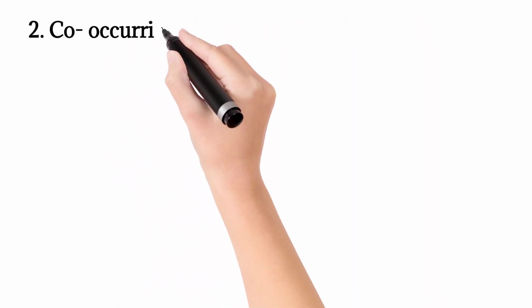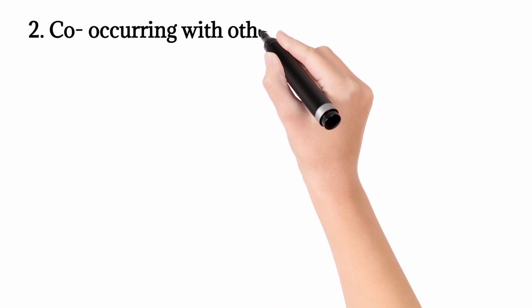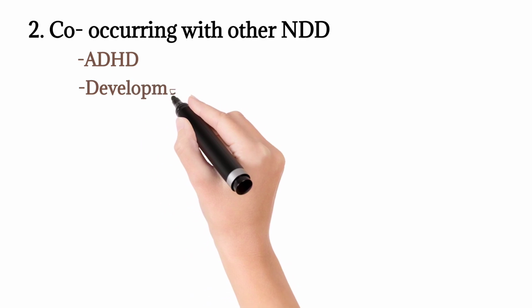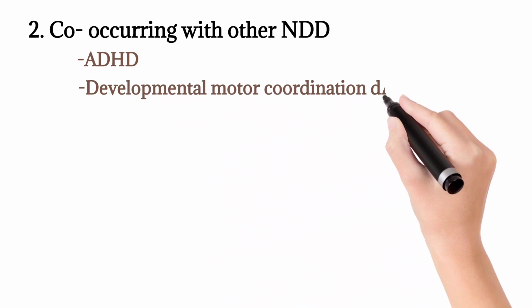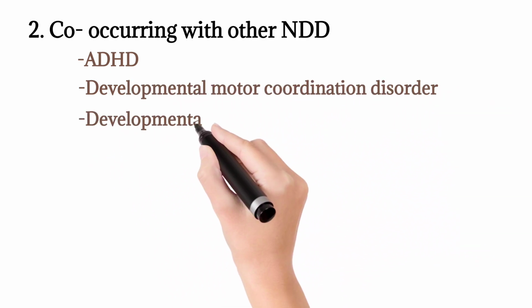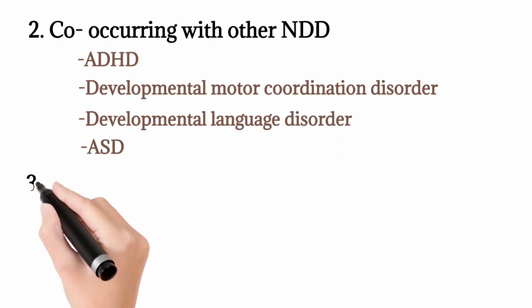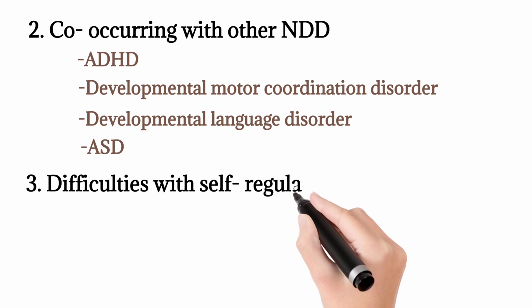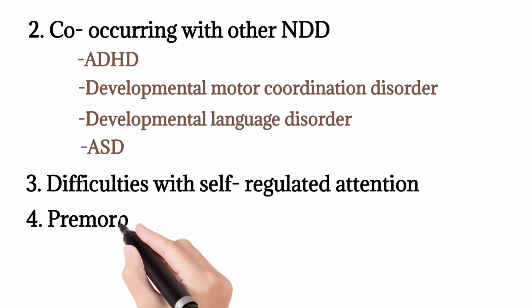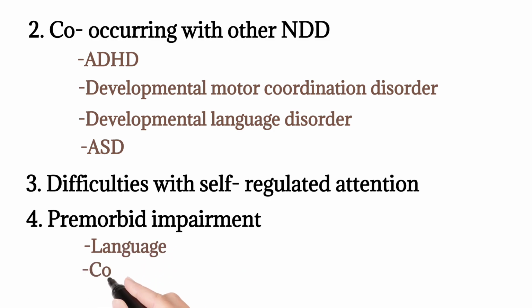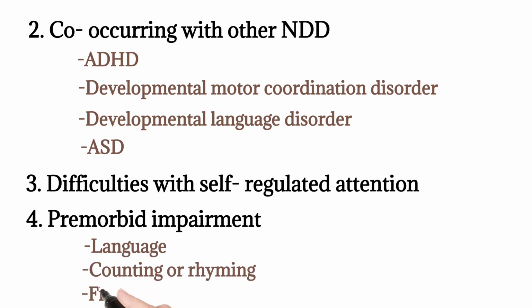Developmental learning disorder commonly co-occurs with other neurodevelopmental disorders such as attention deficit hyperactivity disorder, developmental motor coordination disorder, developmental language disorder, and autism spectrum disorder. These are persistent difficulties with self-regulatory attention. Premorbid impairments such as in language, counting or rhyming, or fine motor control tend to be evident in early childhood prior to the diagnosis of developmental learning disorders.